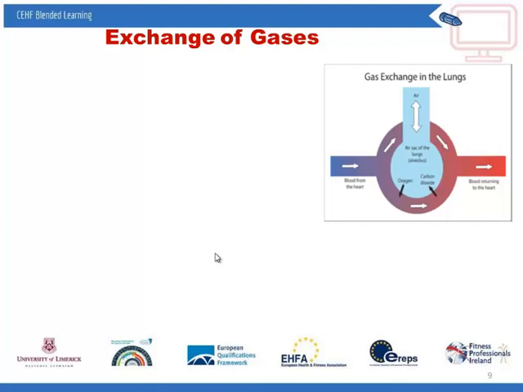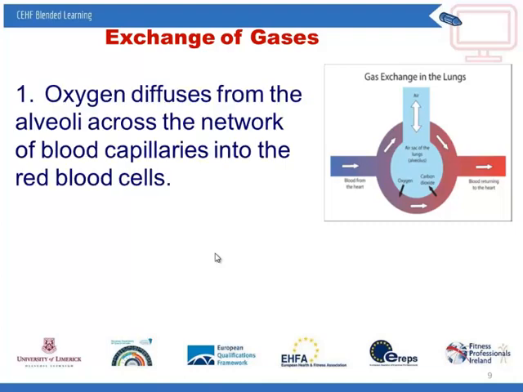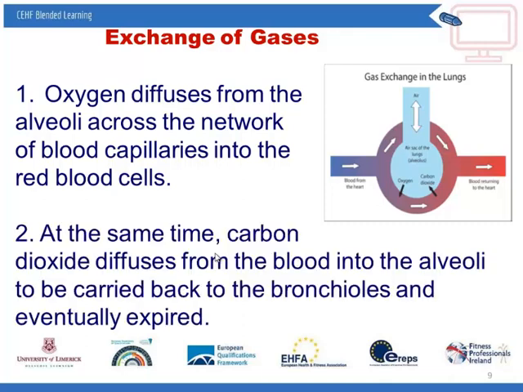Surrounding the air sacs, or the alveoli, as I've mentioned already, is this network of capillaries. So oxygen diffuses or passes through the walls of the alveoli across the network of blood capillaries and from there enters into the red blood cells. At the same time, carbon dioxide diffuses from the capillaries into the alveoli, where it's then carried back through the bronchioles, the bronchus and the trachea, and eventually expired.